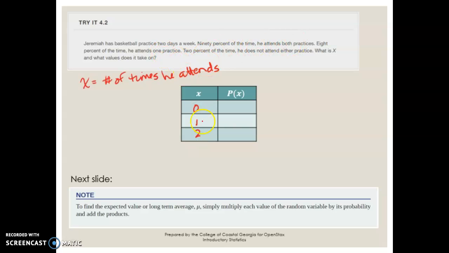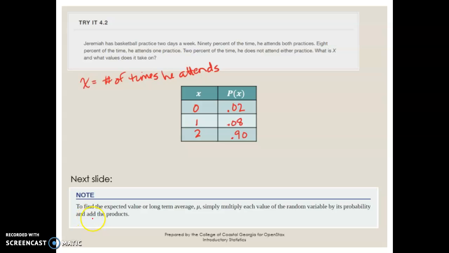He's got 2 practices a week. 90% of the time he attends both practices, so that would be 0.90. 8% of the time he attends one practice, and 2% of the time he does not attend either practice, 0.02. So we've got the values it takes on, and 98 and 2 would be 100, so 1. It does, in fact, add up to 1.